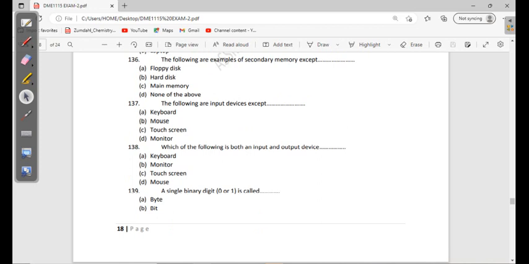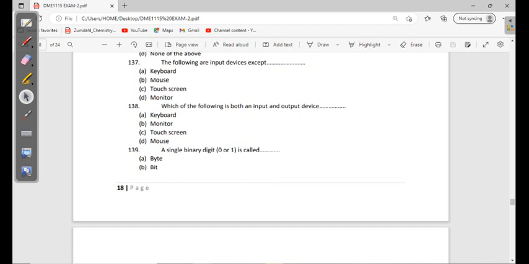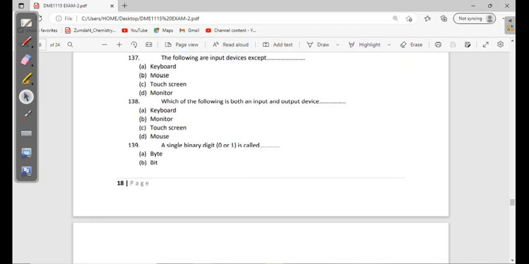137. The following are input devices except keyboard, mouse, touchscreen, monitor. So you can use a keyboard for input, even a mouse, even a touchscreen, but a monitor you can't use for inputting. So that is an output device. You just use it to see what you are inputting.